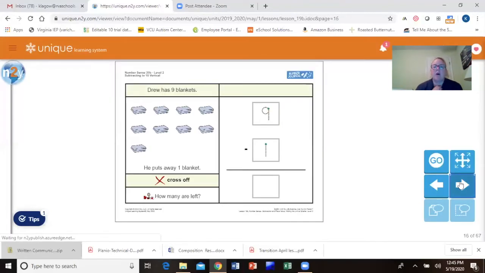Okay, so let's hear about Drew. Drew has 9 blankets. He puts away 1 blanket. He takes away 1 blanket. So that means we have to cross off 1. How many are left? Let's count the ones that do not have an X on it. Ready?